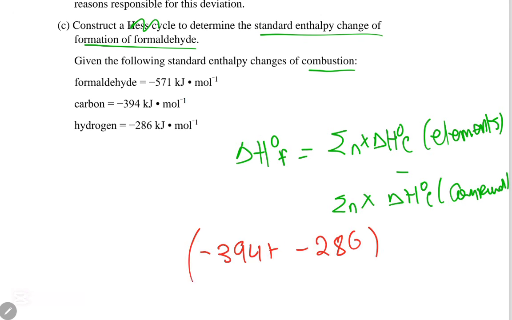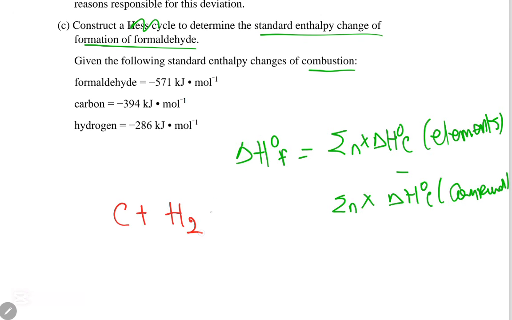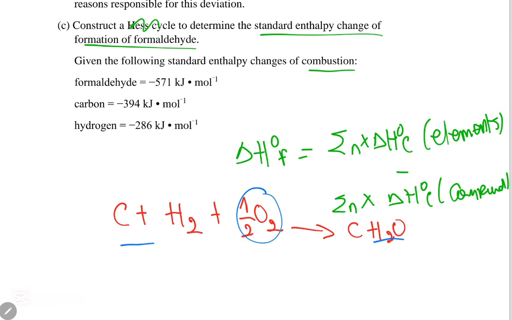So in this scenario, the delta H of formation of formaldehyde would be minus 394 plus minus 286, right? Actually, let me write the balanced equation, my bad. I forgot to write the balanced equation. Here it's carbon plus H2 plus half O2 will give me formaldehyde, which is CH2O. Now, all of them have enthalpy change of combustion except oxygen. Why? Because oxygen cannot burn. Every single thing in this universe burns in the presence of oxygen, but oxygen in the presence of oxygen does not burn. That's why it does not have an enthalpy change of combustion.